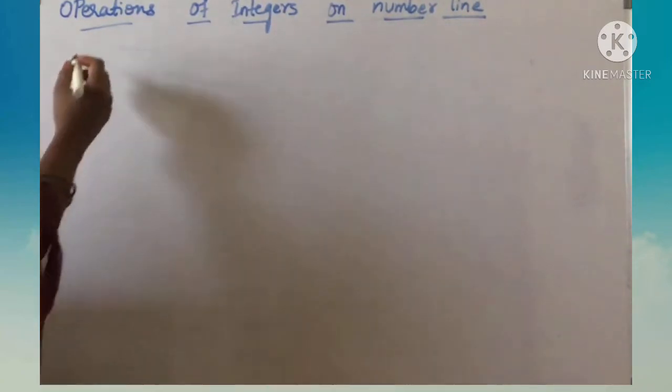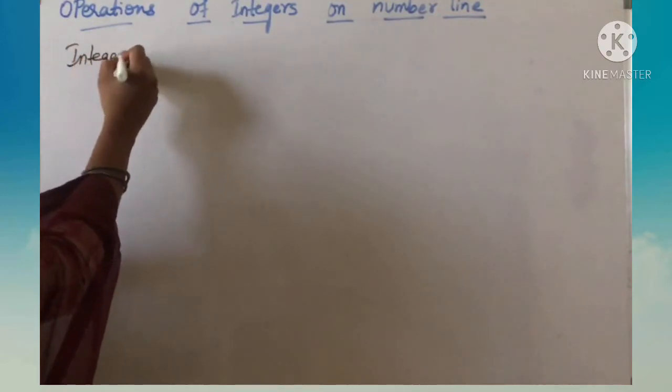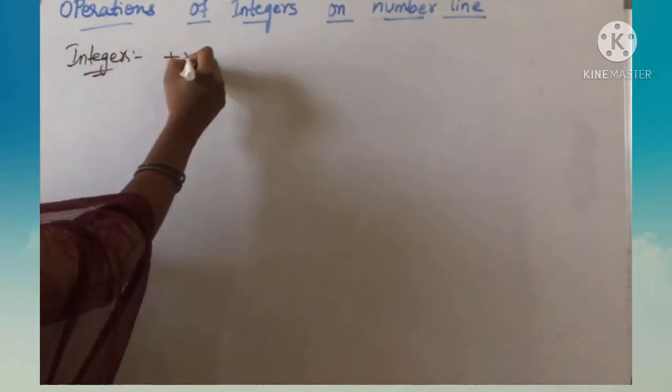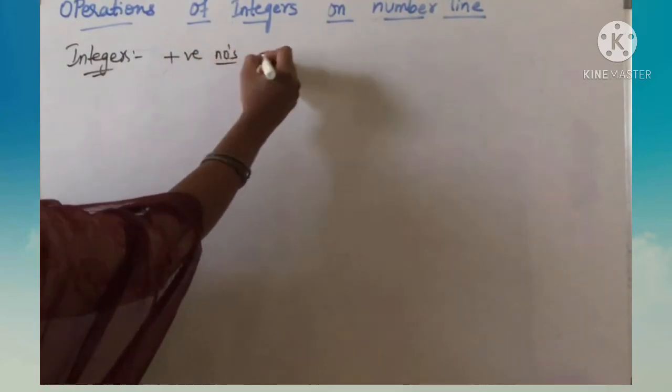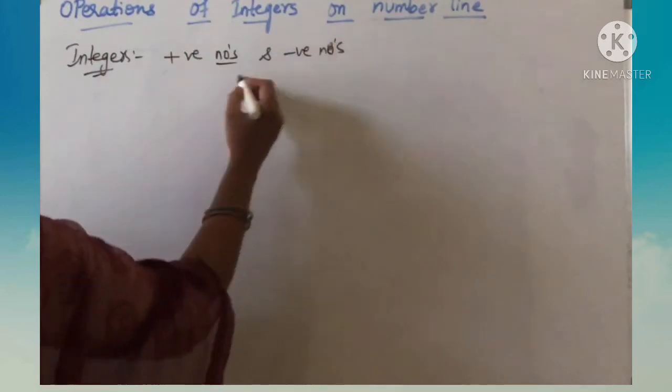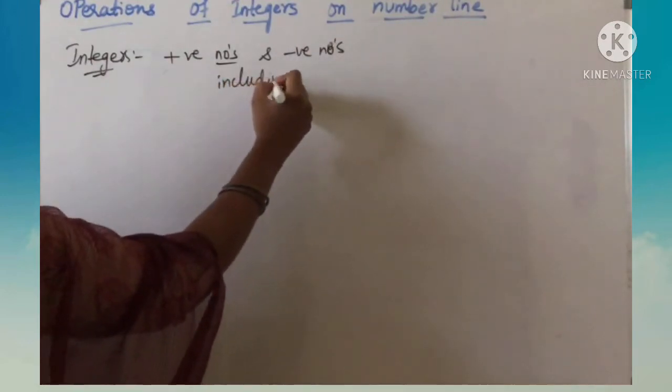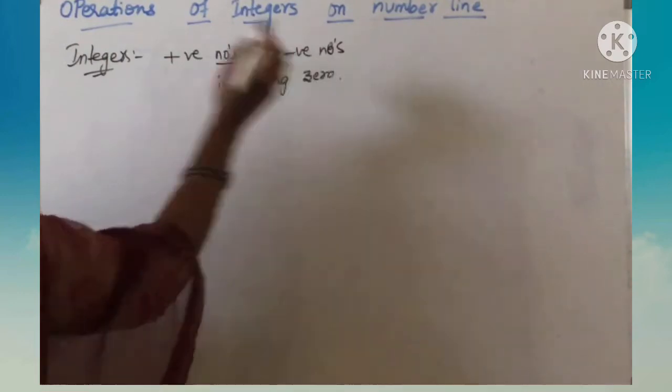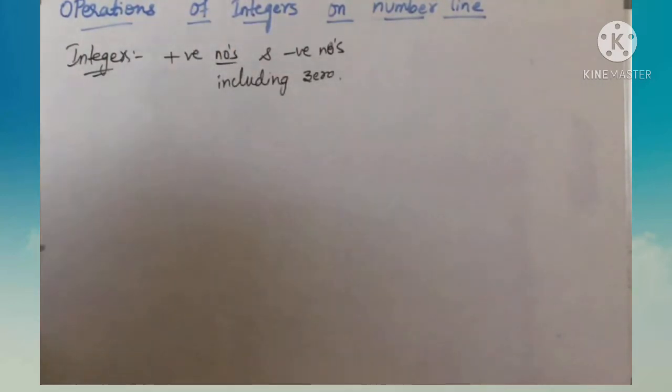You know integers are nothing but set of positive numbers, negative numbers, and including 0. Right? So a set of integers include 0, positive numbers and negative numbers excluding fractions. So every number on the number line is plotted with respect to the 0 and the position of number on the number line determines the value of that number.